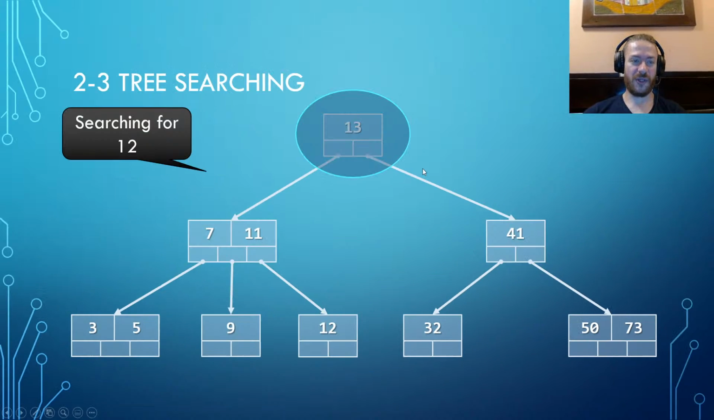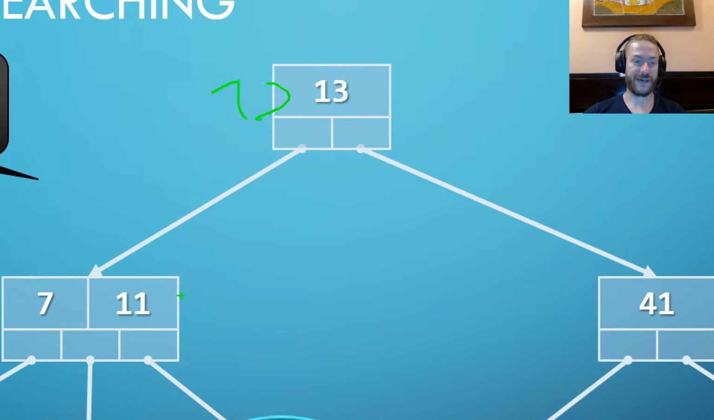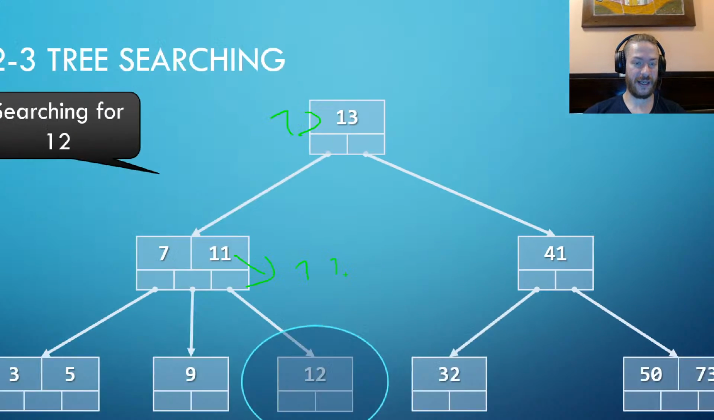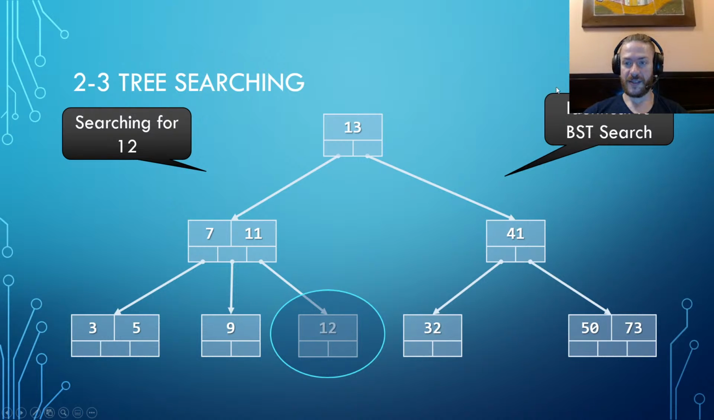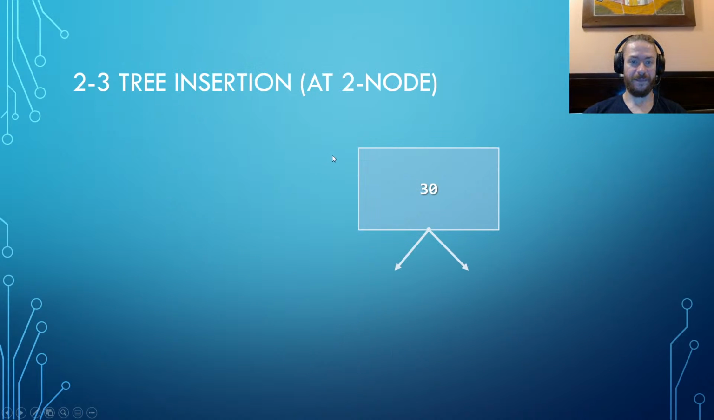How to search in a B tree? Well, if we search for 12, we need to go to the left. Then we need to go to the right. We found it, because 12 is less than 13 and then it's bigger than 11. It's like a binary search tree.